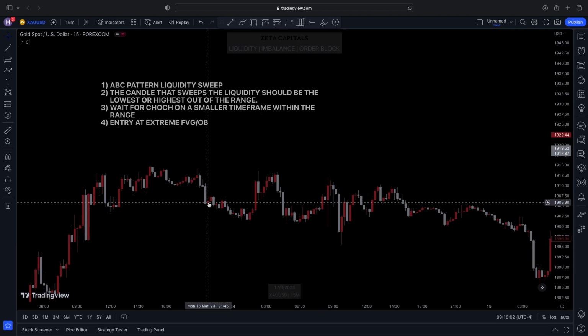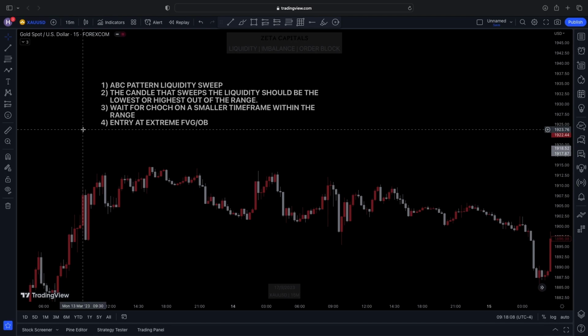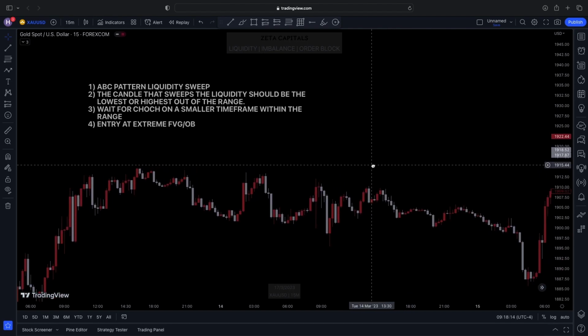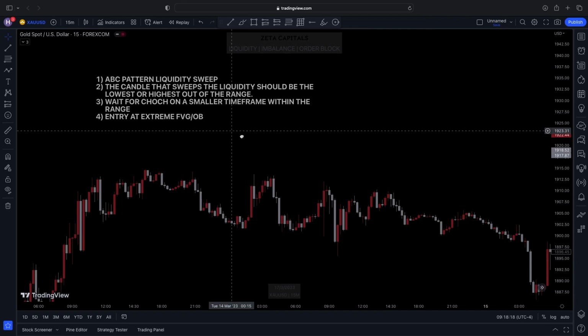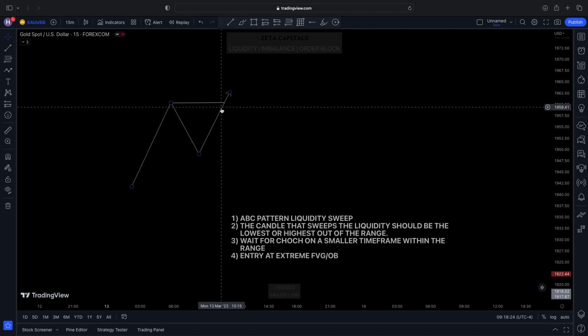So the very first rule is you need to identify ABC pattern liquidity sweep. Now, what is an ABC pattern? Basically, I was going to explain this in my upcoming mentorship, but it's fine. I'm going to teach it now right here in this YouTube video. So what is an ABC pattern liquidity sweep? Let me show you. So this is the A leg, and then we got the B leg, and then we got the C leg. This is very simple.